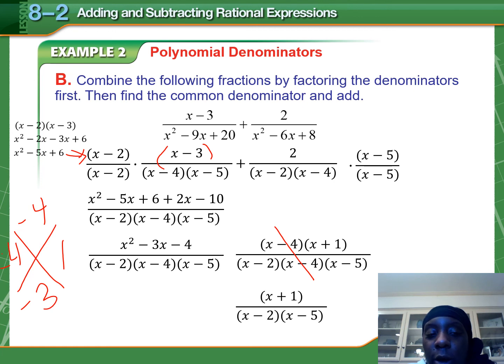So there you go. Please check out the next video on subtraction. It works the same way. You just have to worry about the minus sign.